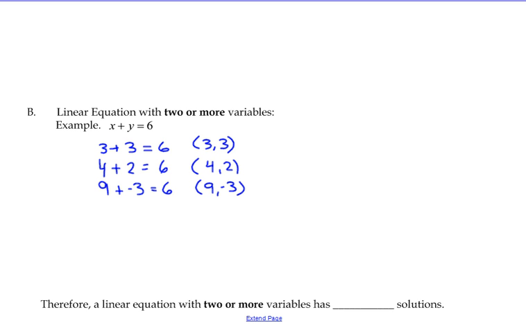Okay, so how long could we go on for this? Forever. So if we have one equation with two variables or more, it's going to have infinite solutions. And those infinite solutions become our line. When we join all those solutions together, we get a line. Everything on that line is a solution to that equation. Make sense?